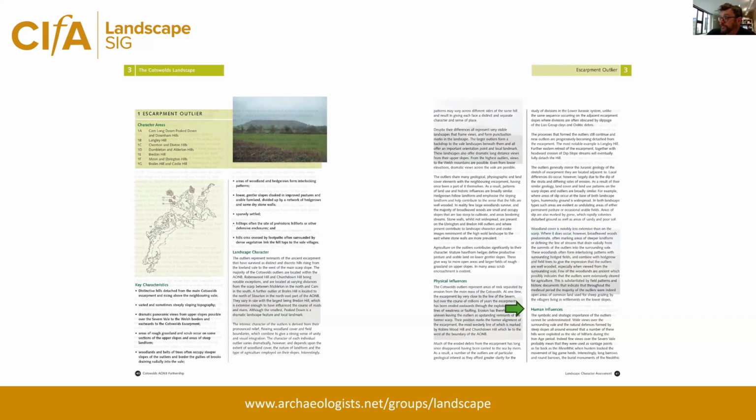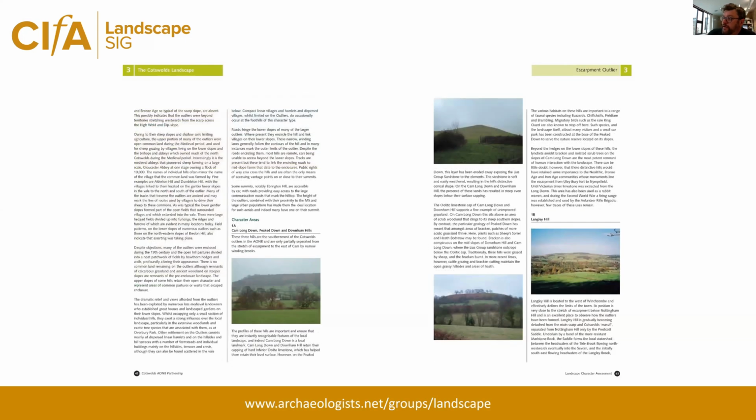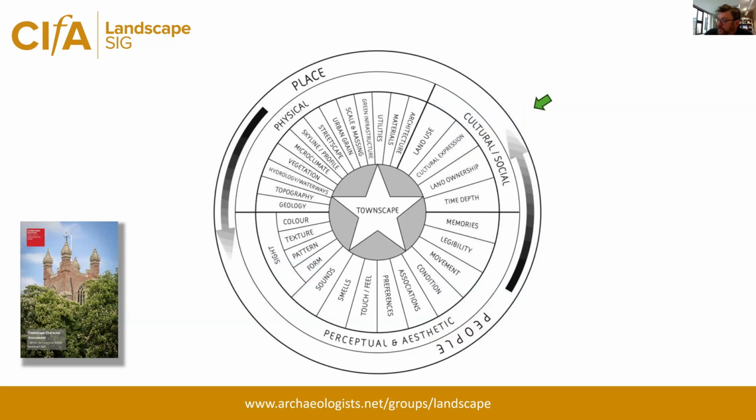And then for each outlier, if you look at that little map, each one of those becomes its own landscape character area. And again, there's a short description about the character and qualities of those individual character areas. They share the same overall characteristics of the type, i.e. they're all escarpment outliers, but each one's individual and can be described on its own merits. Townscape, no different. So you'll recall the landscape wheel. This is the townscape wheel in the Landscape Institute guidance. And again, we see the cultural, social being described as part of land use, cultural expression, land ownership, and time depth again.